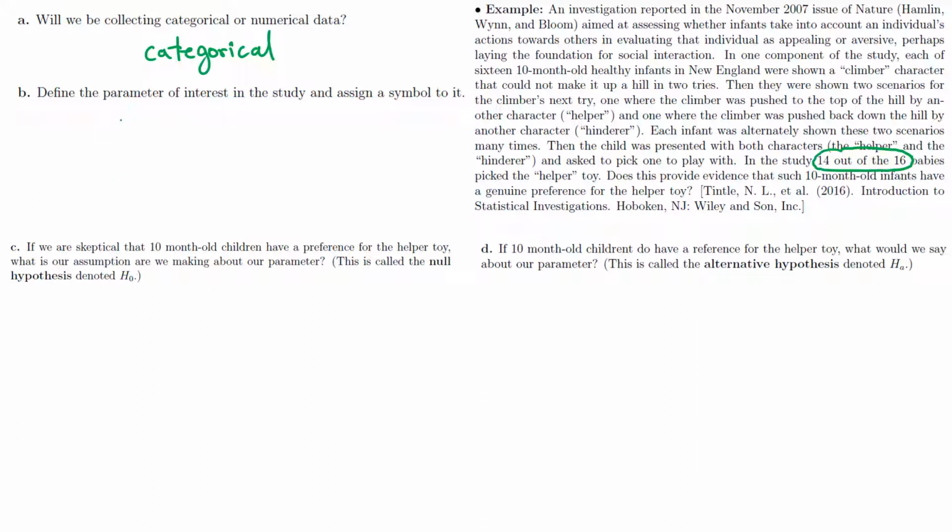Now, if it's categorical data, remember what we learned in chapter 1: it's automatic for me to say that the parameter we would be interested in would have to be a proportion. If you're going to summarize categorical data, you're going to be talking about a proportion. So I'm going to write that down right off the bat. The proportion, okay? But the proportion of what?